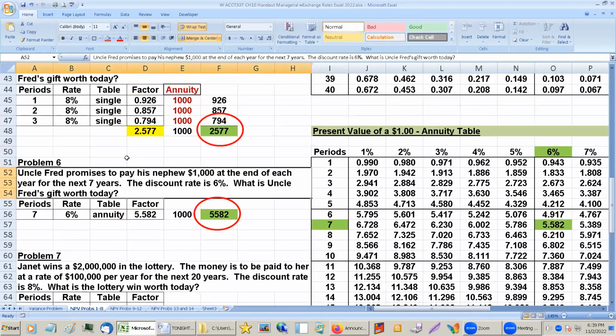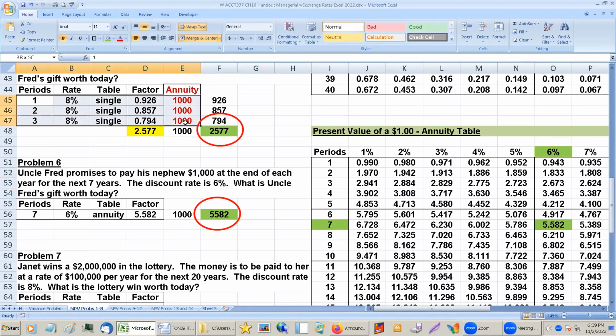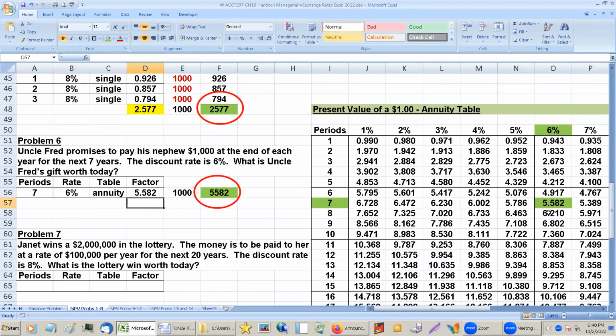And again, we could have done a single payment table. We could have done this 1 through 7, but it's just quicker to do it once with the annuity table.